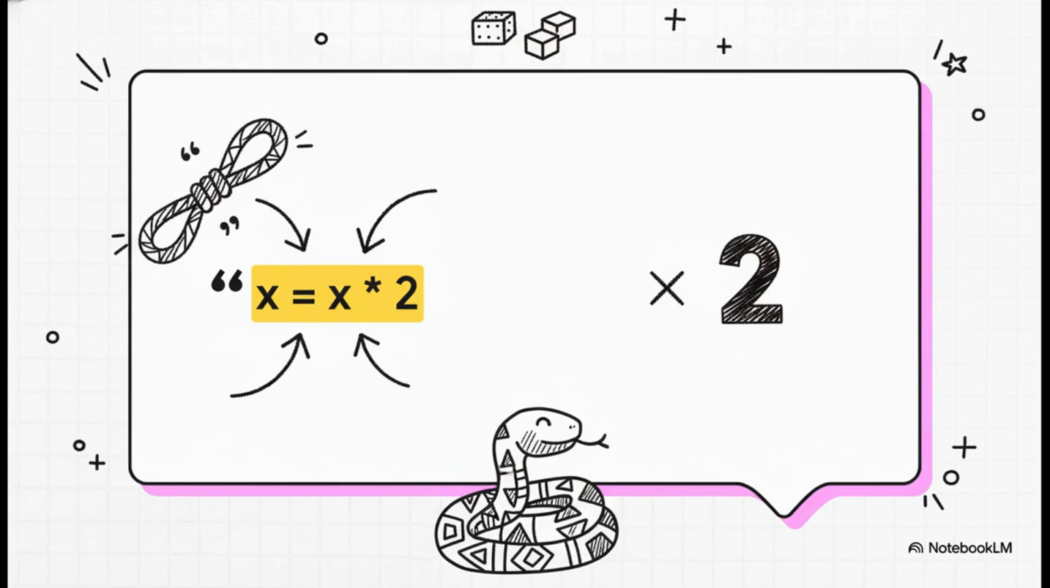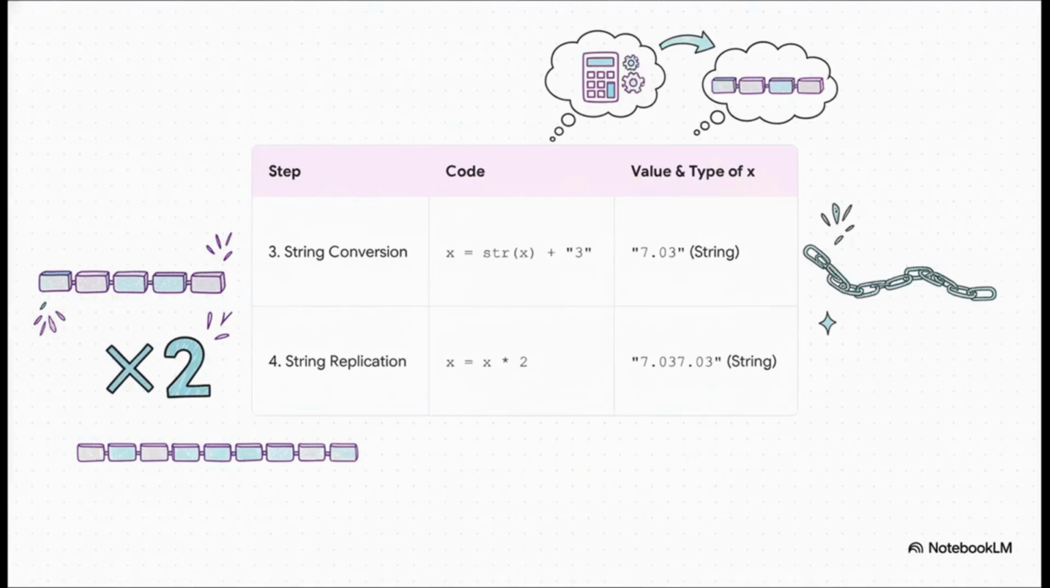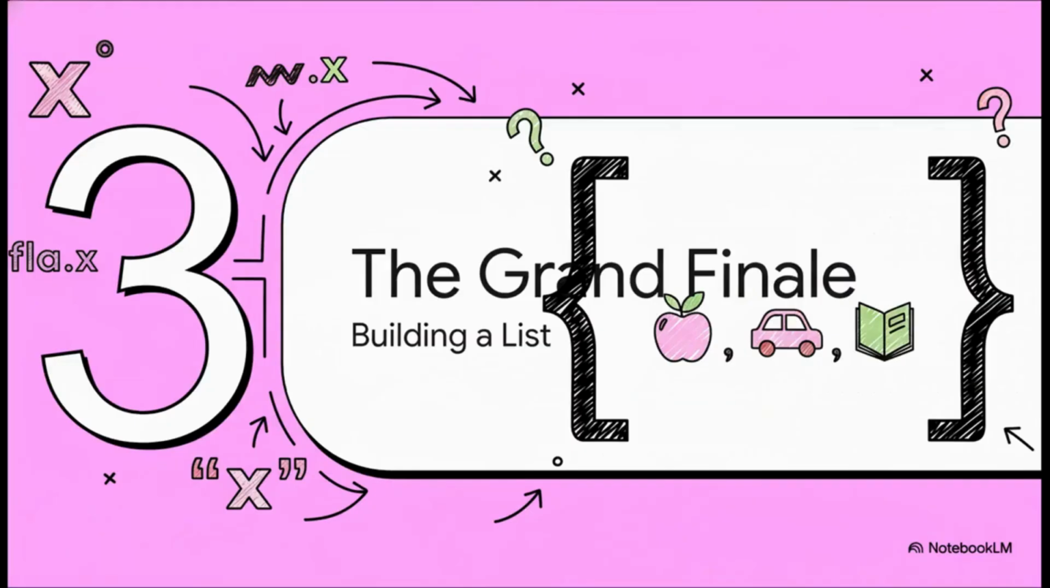This is such a classic Python trick. And this is a perfect example of something called string replication. See, in Python, when you multiply a string by an integer, it doesn't do any math. It just copies the string that many times. So 7.03 times 2 literally just gives you 7.03 followed by another 7.03. So our variable is still a string, it's just a little bit longer now. All right, we've seen x start as an integer, become a float, then turn into a string, but it's not over yet.